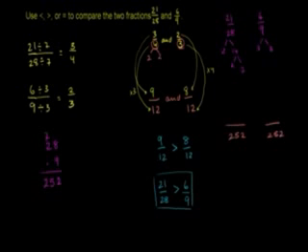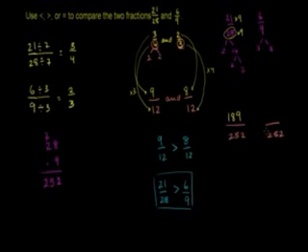Well, to go from 28 to 252, we had to multiply it by 9. So we also have to multiply the numerator times 9. So what is 21 times 9? That's easier to do in your head. 20 times 9 is 180, and then 1 times 9 is 9. So this is going to be 189.